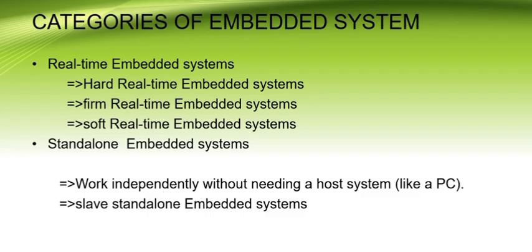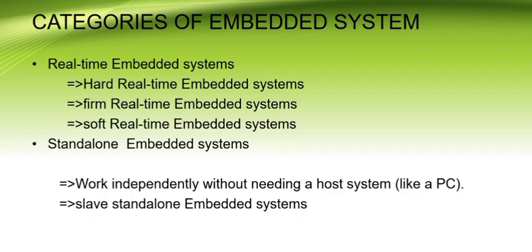Standalone embedded systems are further classified into two types. They are slave standalone embedded systems and independent standalone embedded systems. Slave standalone embedded systems blindly follow instructions given by the user. Example: semi-automatic washing machine. Independent standalone embedded systems can take decisions on their own without human interference and they have an intelligent part in them.